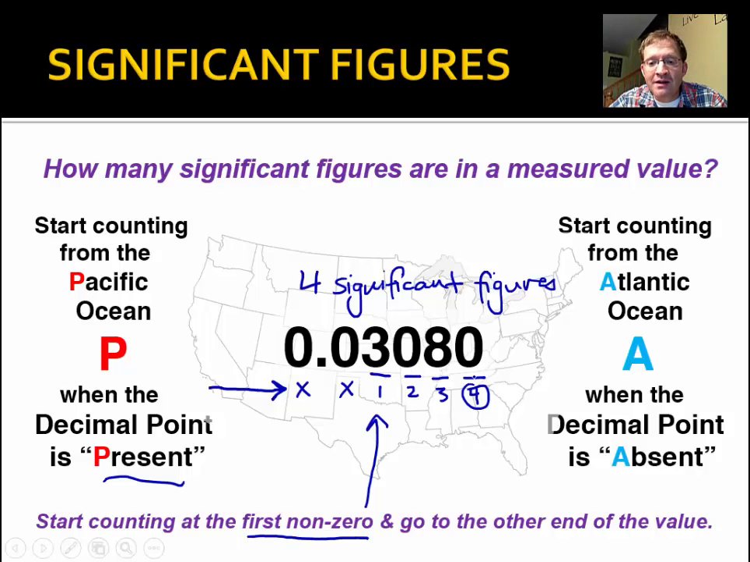Without the 0.0 there, you'd have 3080. And hopefully you see that the difference between 3080 and 0.03080 is big. It's a big difference, right? Completely different scale of number. And so by putting the 0.0 in there, they bump the values that count over into the position where they belong. So this number has 4 significant figures.